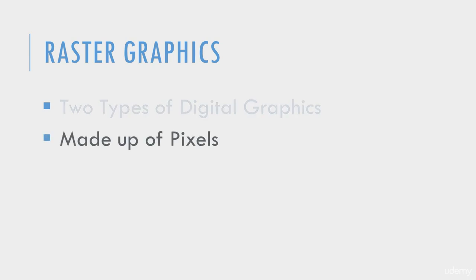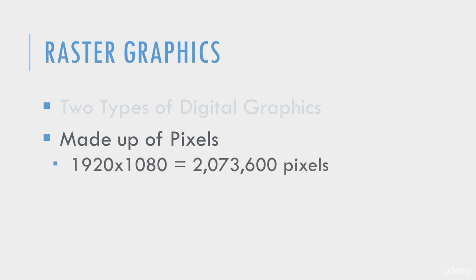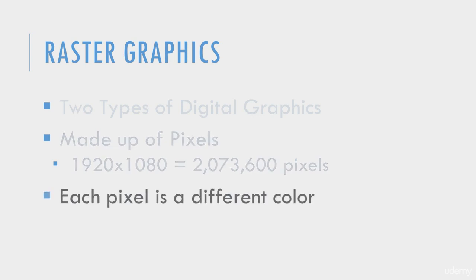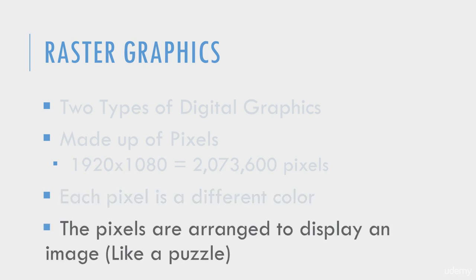If you take one of the most common resolutions, which is 1080p, there are actually 2,073,600 pixels just in a 1080p image. That's a lot of pixels. Now, to form an image, of course, each pixel would need to be a different color. And then the pixels would need to be arranged like a puzzle to complete that image. So in a traditional 1080p image, you'll have over 2 million pixels, all of varying colors, arranged to form some sort of image.